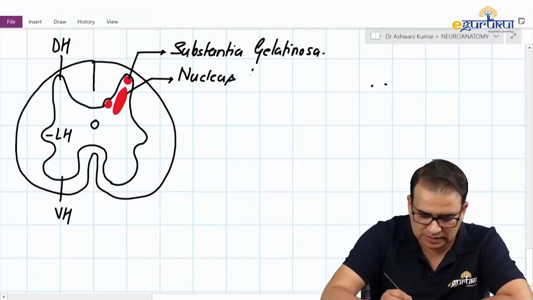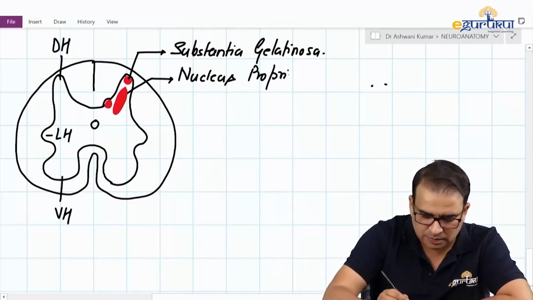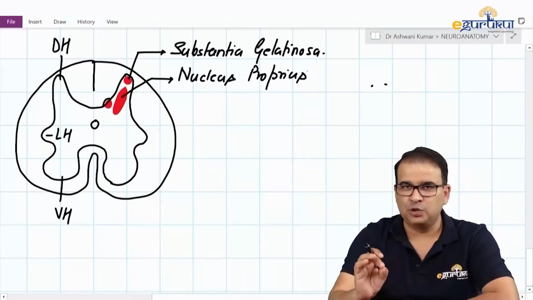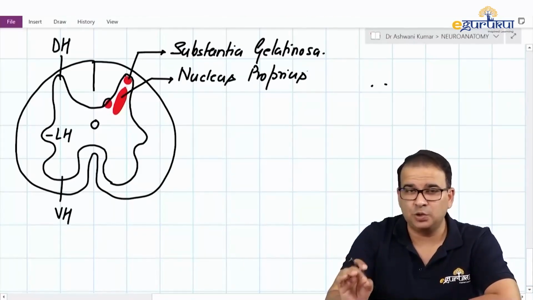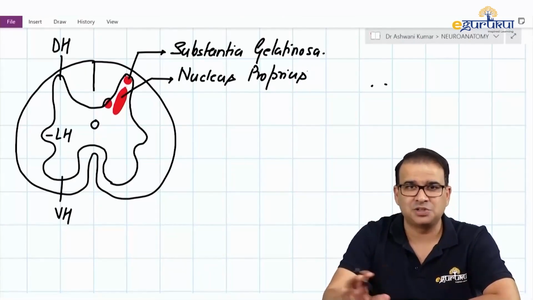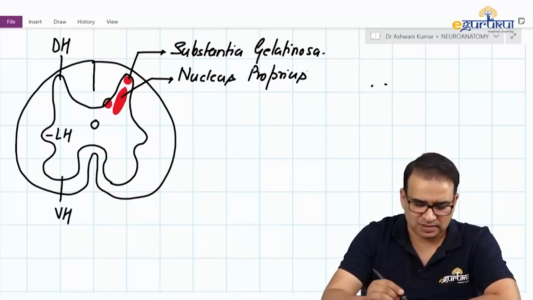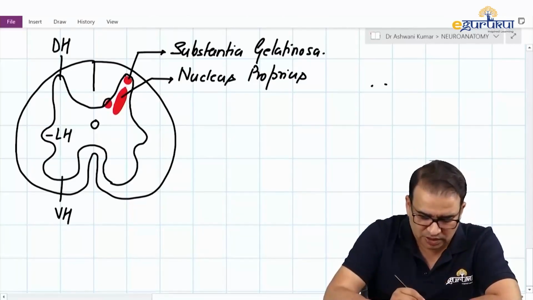Then we have this nucleus proprius. You can note that separately, that nucleus proprius is the largest nucleus in the gray matter of the spinal cord. It's a big nucleus.